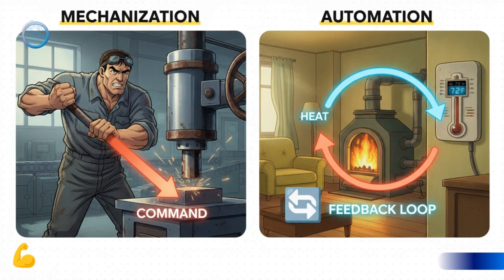The classic example is the thermostat in your house. It senses the room temperature, compares it to the temperature you set, and then turns the furnace on or off to maintain it. That self-regulating feedback loop, that is the very soul of automation.